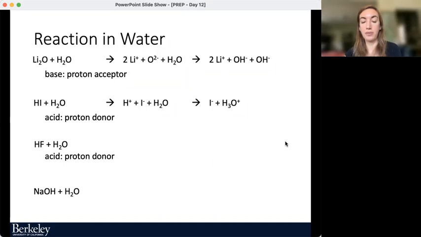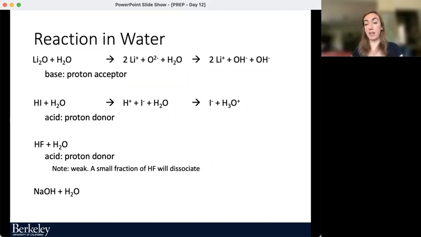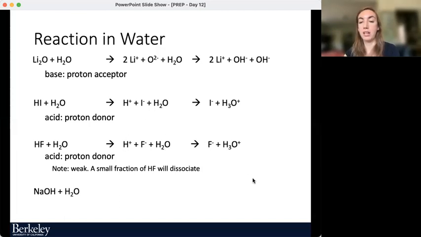So HF is a weak acid. Only a small fraction of the HF will dissociate. Most of the HF that I put in my water will just stay as HF, but some of it will split up into H+ and F-. It's an acid, a proton donor, so that H+ will bond with the H2O, forming H3O+. Again, this is a weak acid, so only some of the molecules will do this, and this is what happens to those that do.